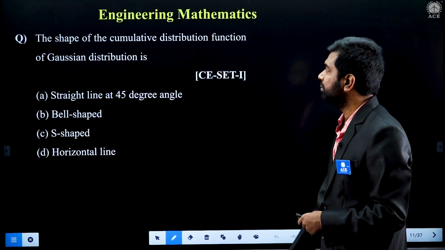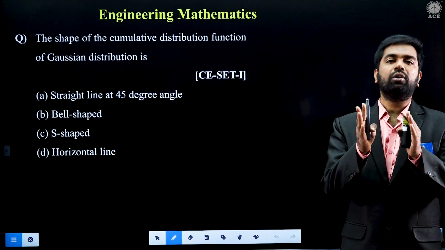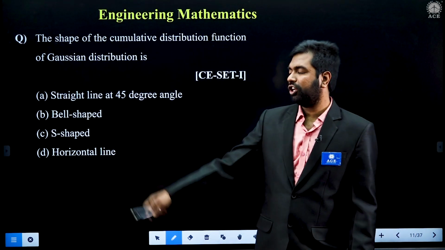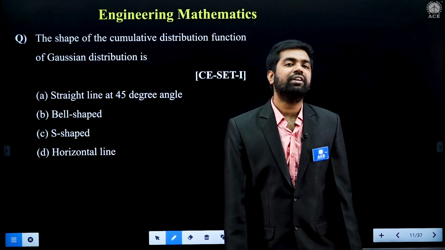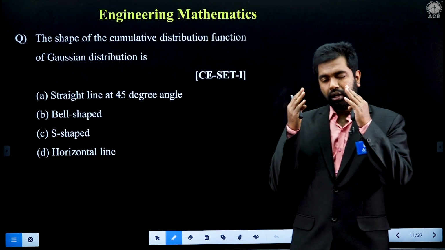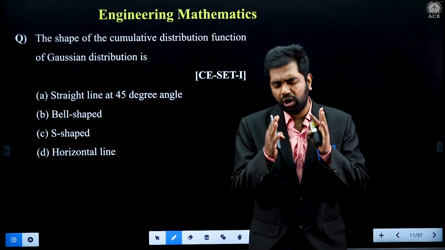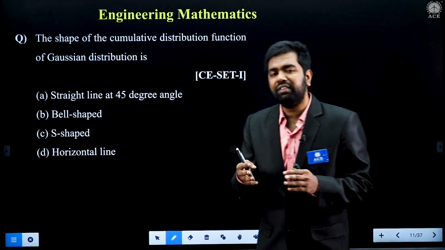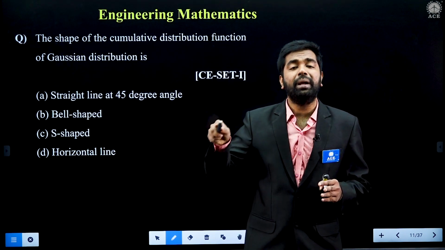Let's look at another question. The shape of the cumulative distribution function of Gaussian distribution is dash. There are options given like bell-shaped, S-shaped, horizontal line, straight line at 45 degrees. Most of the students, whenever this Gaussian distribution comes into their mind, they get something like a bell-shaped curve, right? Most of the time, whenever we talk about a Gaussian random variable, they get an idea of a bell-shaped curve.